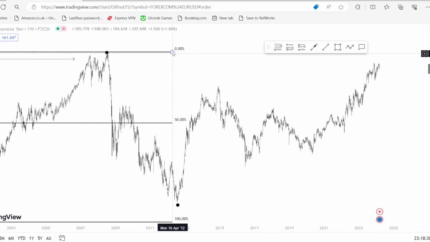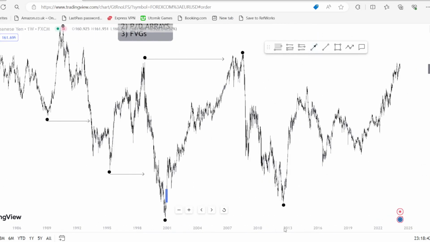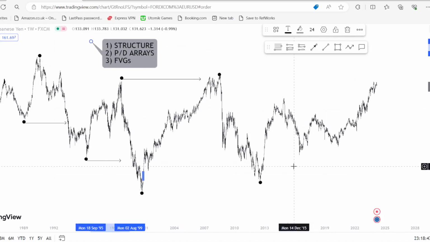Now, the next question becomes, now that we've identified our premium and discount arrays, we've identified our break of structure, and we've seen fair value gaps get respected down here, what is the bias? Now, you have to ask yourself something. Where is the pool of liquidity? What's the next draw on liquidity on this weekly time frame?